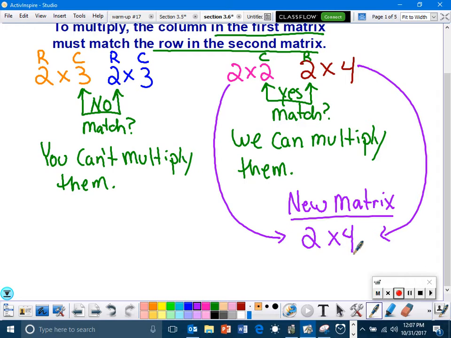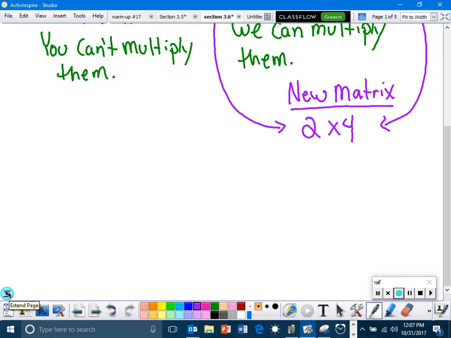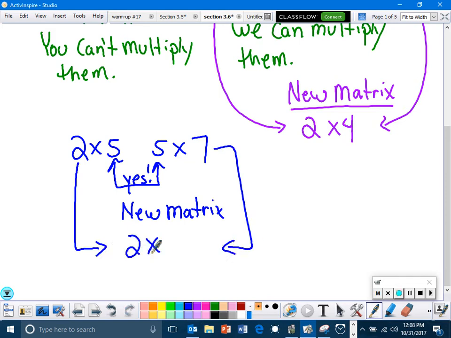Okay, let me demonstrate again because I don't think that's very clear. Here we go. So this time, let's do this. We have a 2 by 5, and we have a 5 by 7. So these two match, yes. So the new matrix is going to be a 2 by 7.